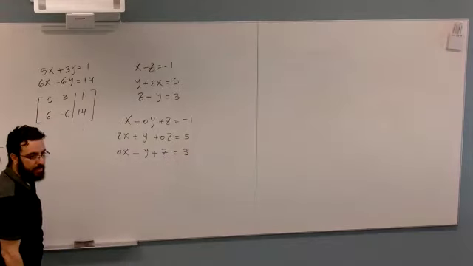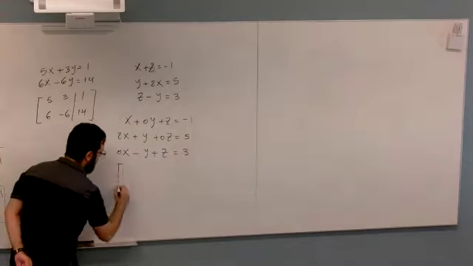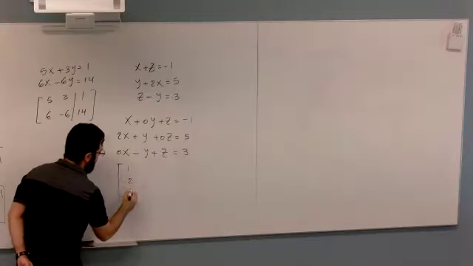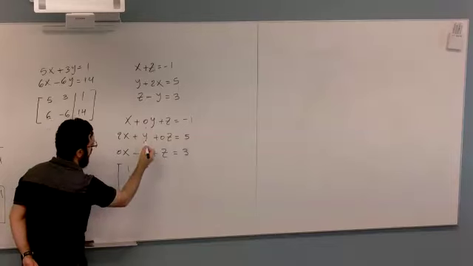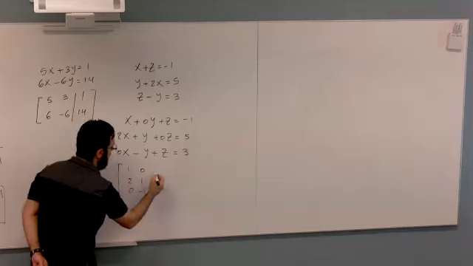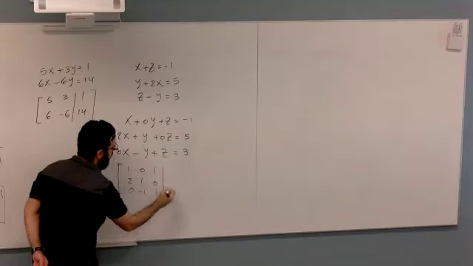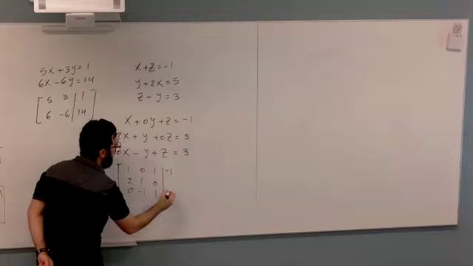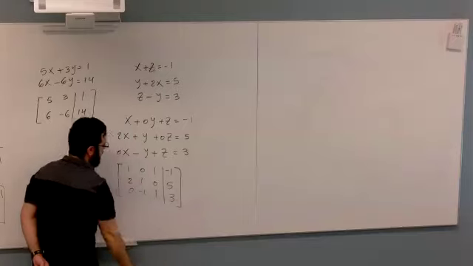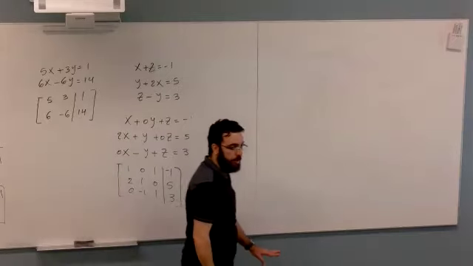Can I write down the matrix? 1, 2, and 0, 1, 1. And the last column is negative 1, 5, and 3. This is the matrix. Is that okay so far?